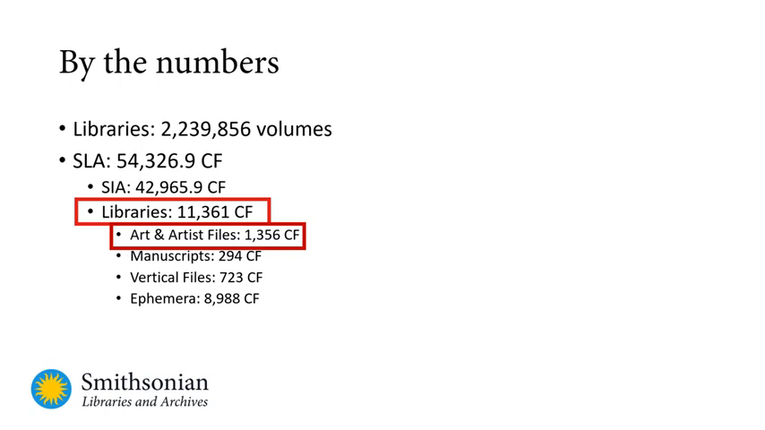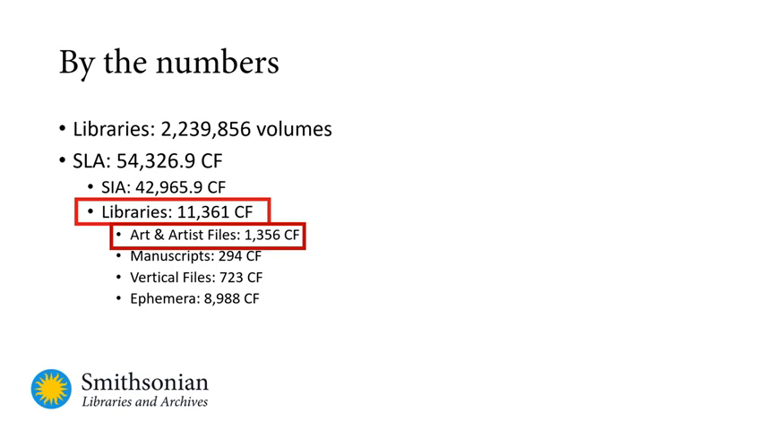Now, let's go back to these numbers for a second. Again, that TradeLit accounts for 500,000 items out of the 2,239,000. So that's a little over 1/5 of our volumes, but that doesn't account for the archival material. And again, what you can see here is the libraries has 11,361 cubic feet of archival material.